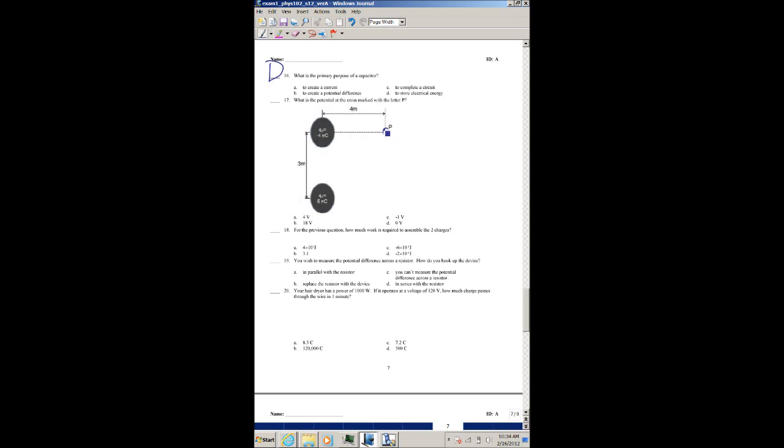What is the potential at a cross marked with the letter P? Alright, right here. First of all, I know that this distance is 5 meters because it's a special triangle, and then I just add up the voltages, V1 plus V2. V1 is going to be K times 5 nanocoulombs. Let me write in the numbers here.